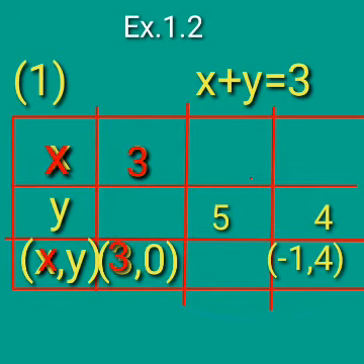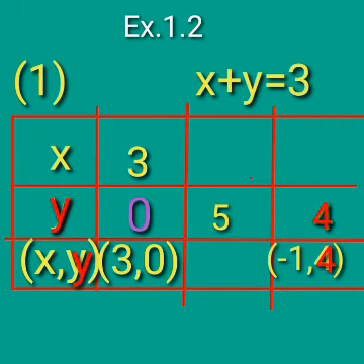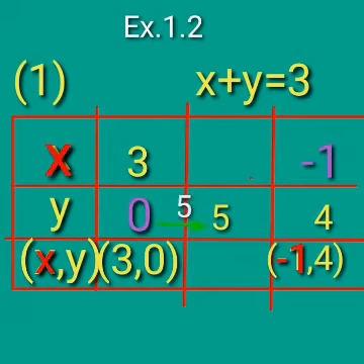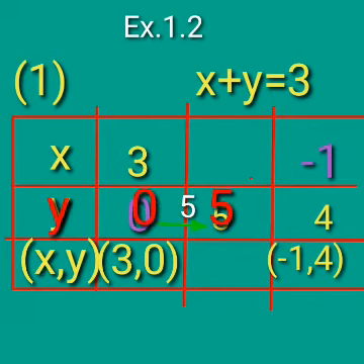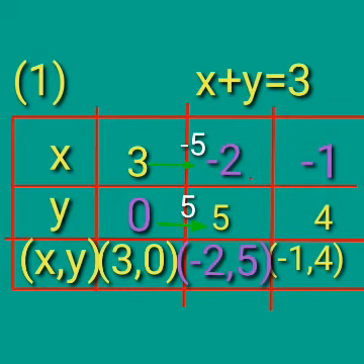Here the value of x is 3 and the value of y is 0. So put the value of y as 0. In the second, the y value is 4, so the x value is minus 1. Now I see a value of y 0.5. The difference is 5, so the value of x, 3 minus 5, is equal to minus 2. And in the last column, minus 2, 5.